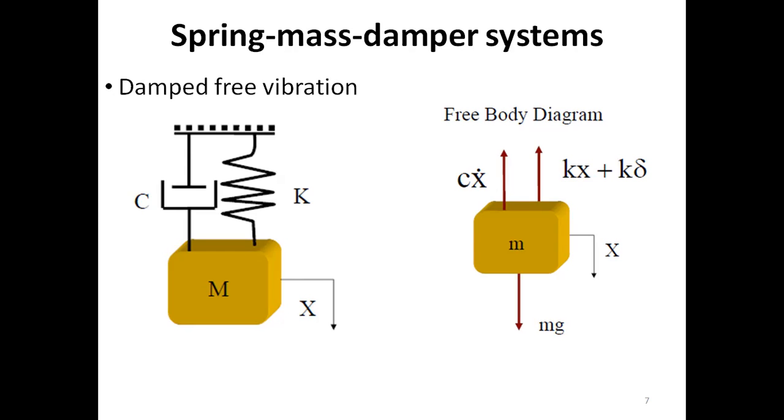the equation of motion. And as the spring moves through a distance x in this direction, the spring would extend and it would actually pull the mass in the upward direction. The spring force would be in the upward direction, and because of x, its magnitude would be kx. So this is actually the free body diagram for this system, the spring mass damper system.